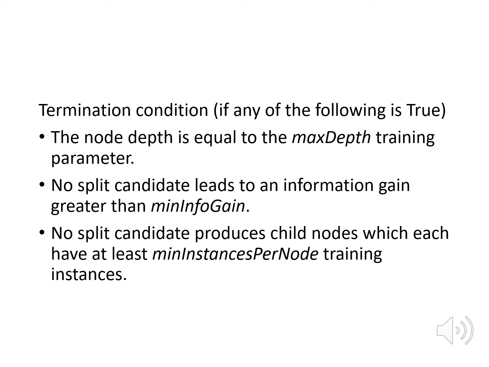So one condition is the depth is equal to the maximum depth, and another is there is no split candidate leading to an information gain greater than the minimum information gain, and no split candidate produces child nodes that have at least the minimum instances per node training instances.